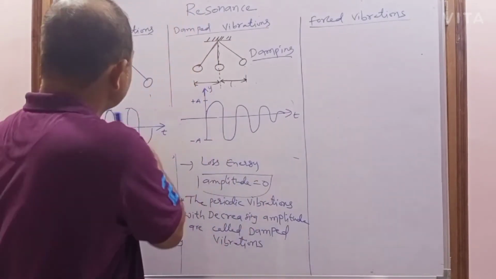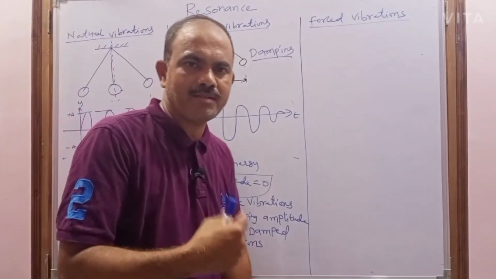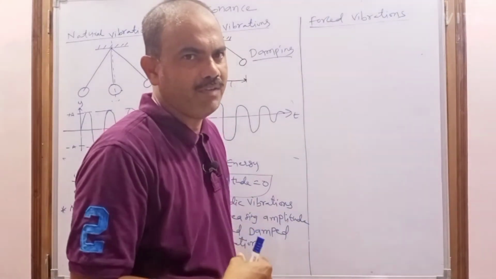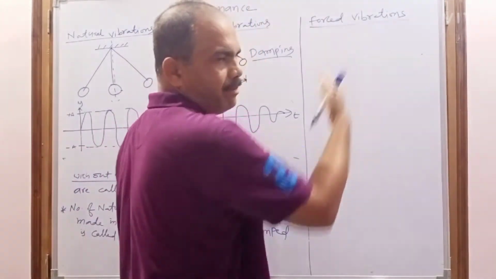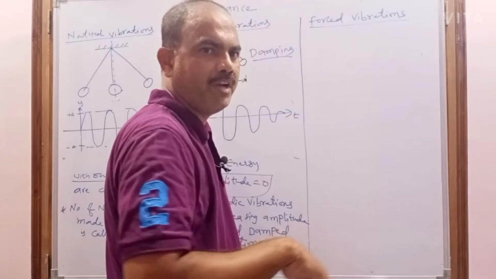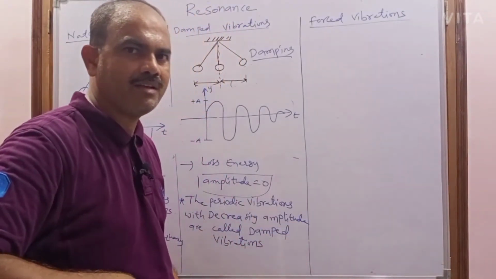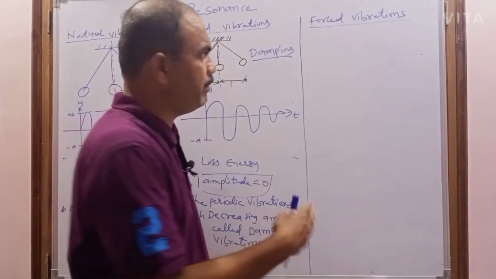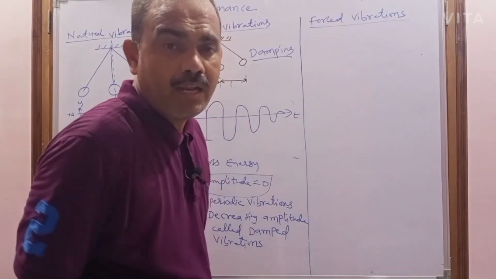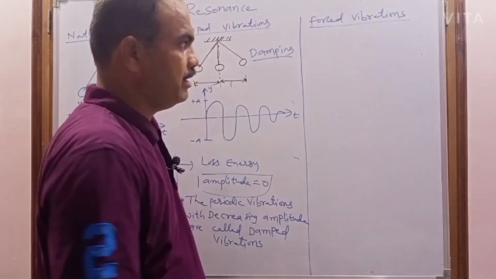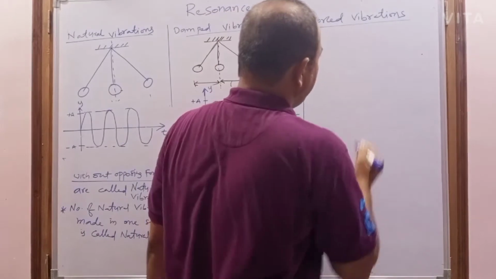But already we discussed it. Generally every body has some natural frequency. But when the body is vibrating with an external periodic force, it does not vibrate with its own frequency. It vibrates with the external periodic force frequency. Let us explain with an example.